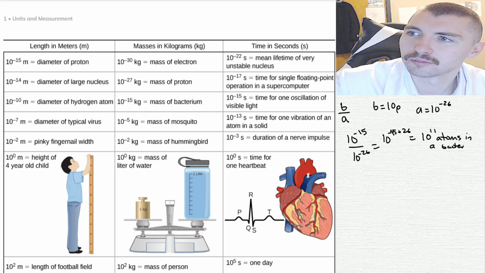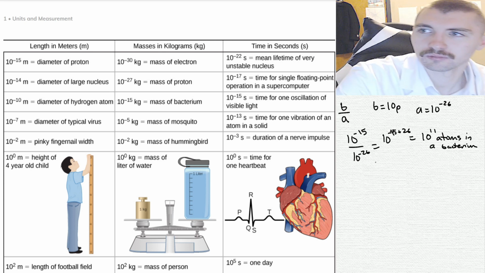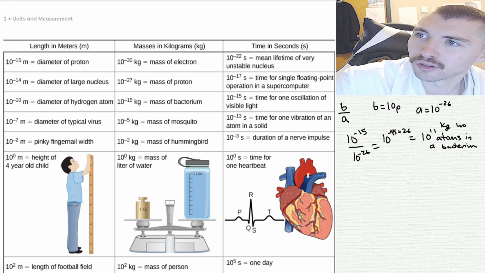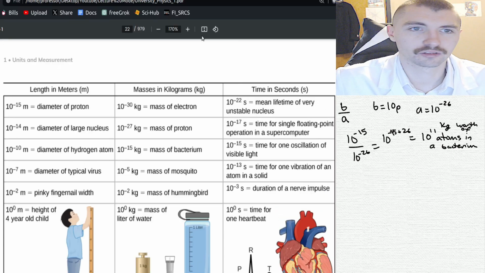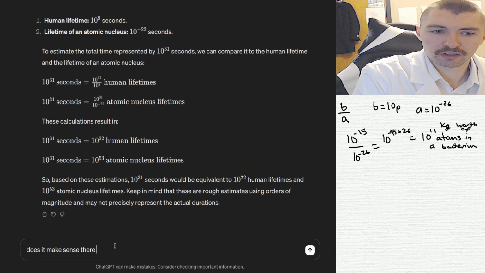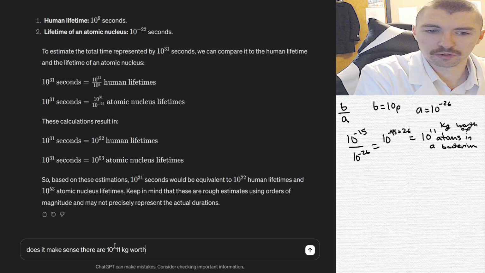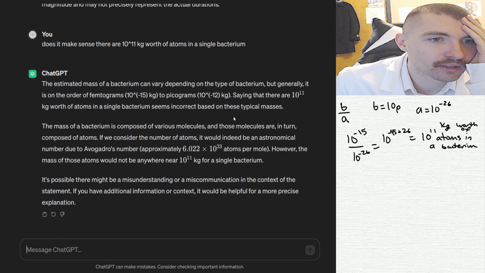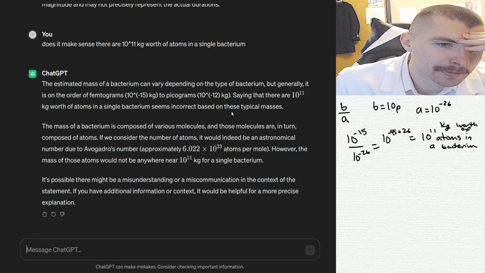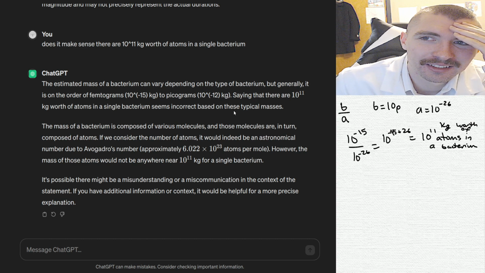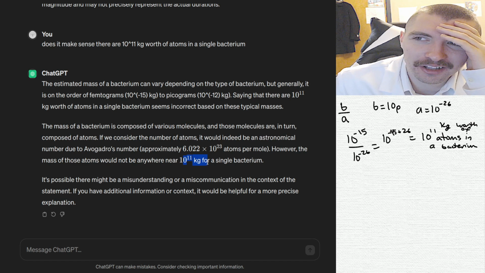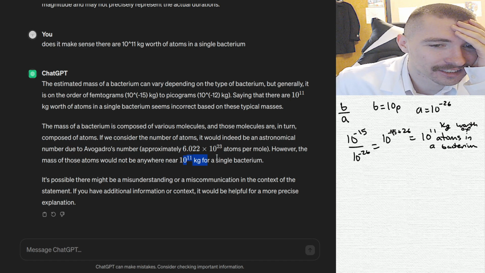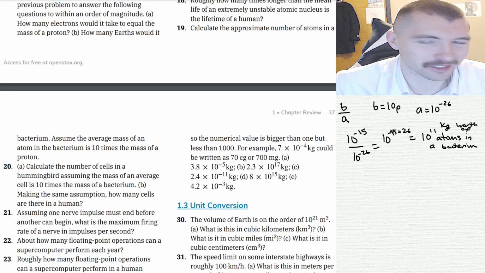Okay. Bacterium. Kilograms worth of... does it make sense? There are 10 to the 11 kilograms worth of atoms in a bacterium? Okay. So yeah, 10 to 11 kilograms is a lot for a very tiny thing. Okay, so ChatGPT clearly says I'm wrong.